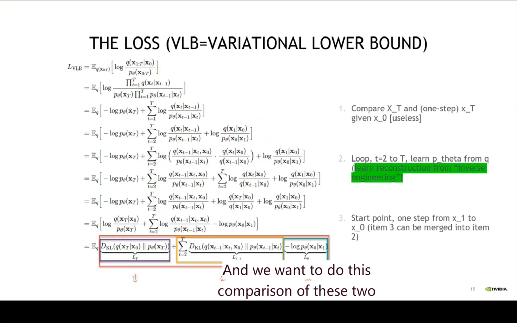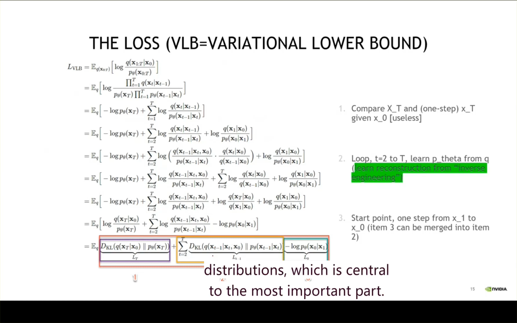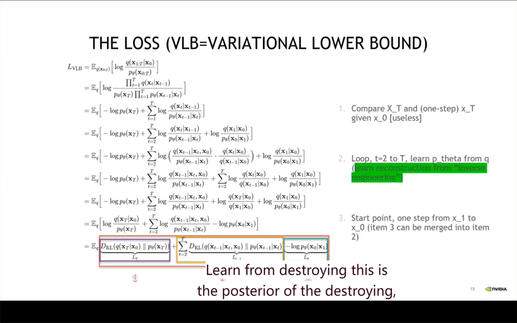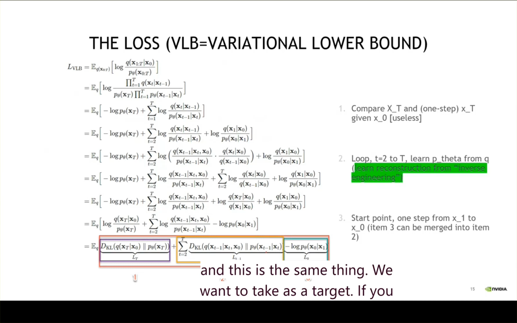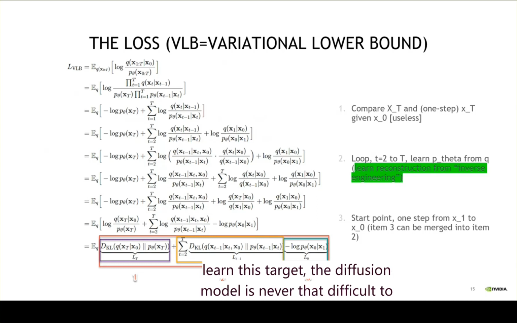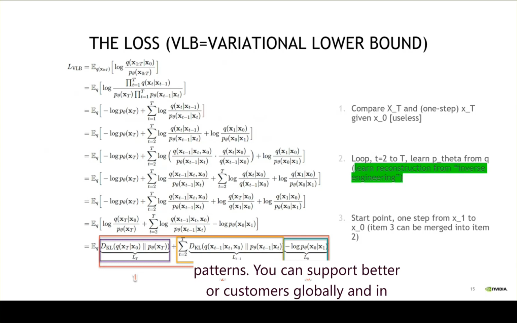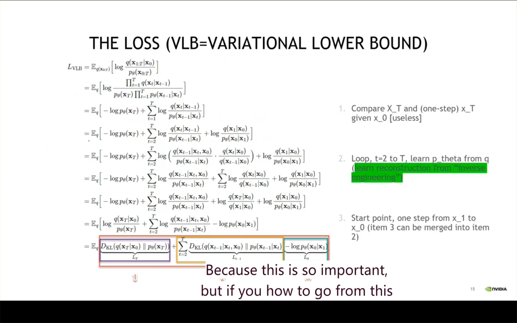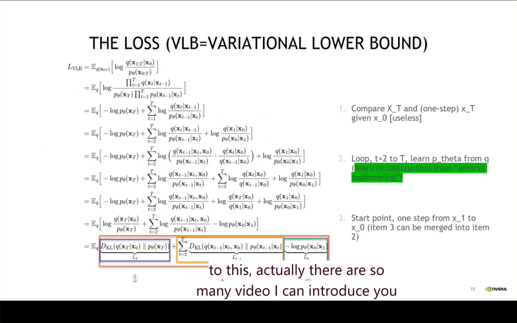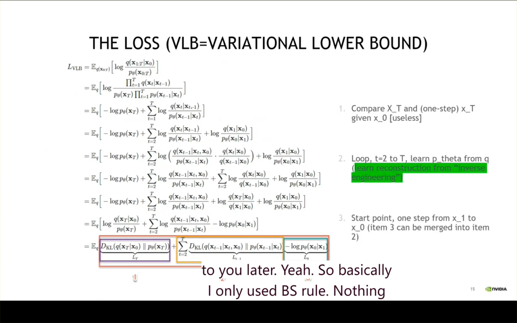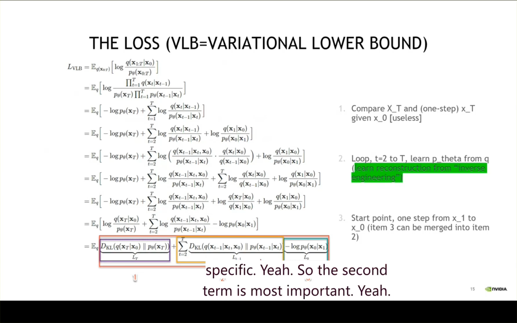We want to compare these 2 distributions, which is the central, most important part. Learn from destroying. This is the posterior of the destroying, and this is what we want to take as a target. If you learn this target, the diffusion model is never that difficult to you anymore. You can do research, you can write patents, you can better support our customers globally and in Japan, because this is so important. If you want to know how to go from this to this, there are so many videos I can introduce to you later. Basically, I only used Bayes rule, nothing specific. So the second term is most important.